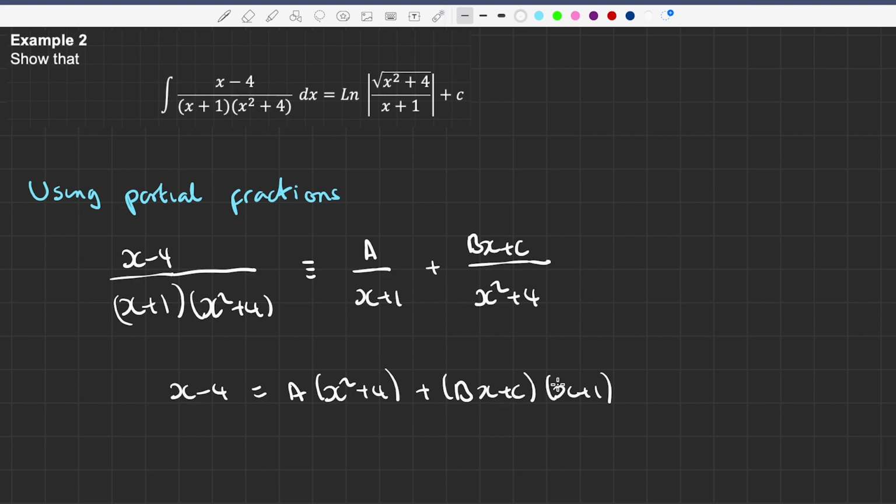So we can eliminate this term by letting x equal to -1, and then we get -5 is equal to -1 squared plus 4 becomes 5, so 5a, and this will cancel to make 0, so therefore a must equal -1. And to work out b and c, we need to equate the coefficients.